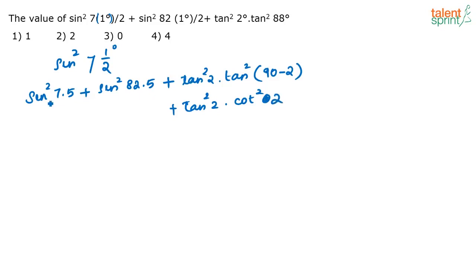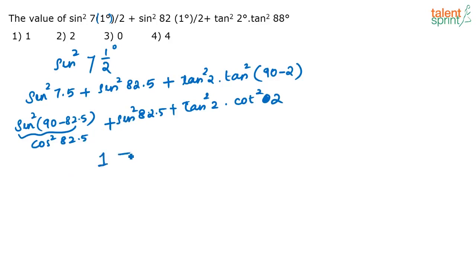Now here again you have sine squared 7.5. What is this? This is nothing but sine squared of 90 minus 82.5. Correct? Or this is equal to cos squared of 82.5. So you will have cos squared of 82.5 plus sine squared of 82.5 plus this value. So sine squared 82.5 plus cos squared 82.5 is equal to 1. Similarly, tan squared 2 into cot squared 2 is also equal to 1. Why? Because tan squared 2 into 1 by tan squared 2, cot squared 2 can be written like this. This will get cancelled.